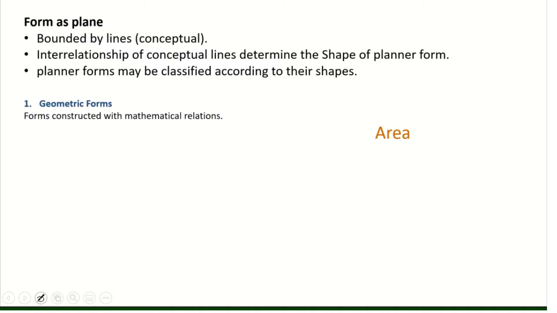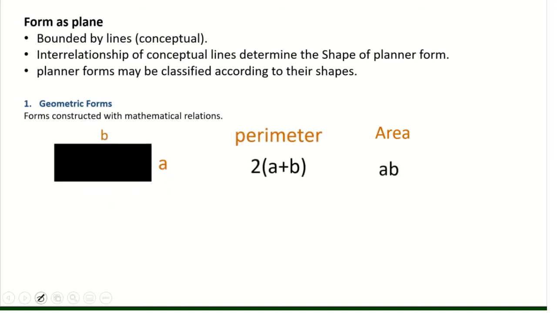The first category is according to its geometric form. The geometric form as plane is one which has some mathematical relations. So these forms are constructed according to some sort of mathematical relation. If you see certain shapes, this is a rectangle. If you see this rectangle which has sides of a and b, then the mathematical relation is perimeter 2 into (a plus b) for a rectangle, and the area of the rectangle will be a into b.